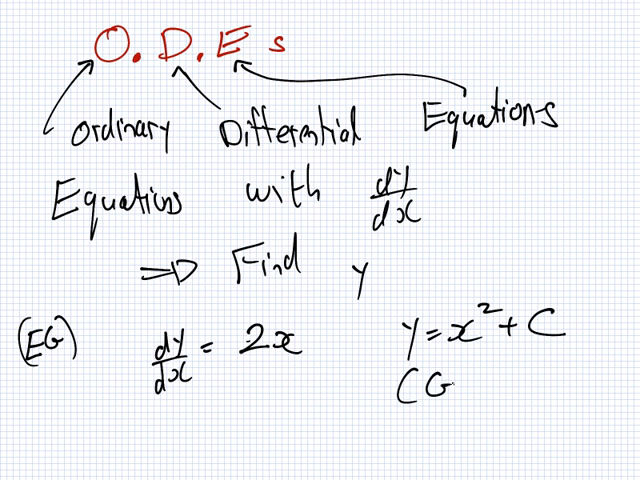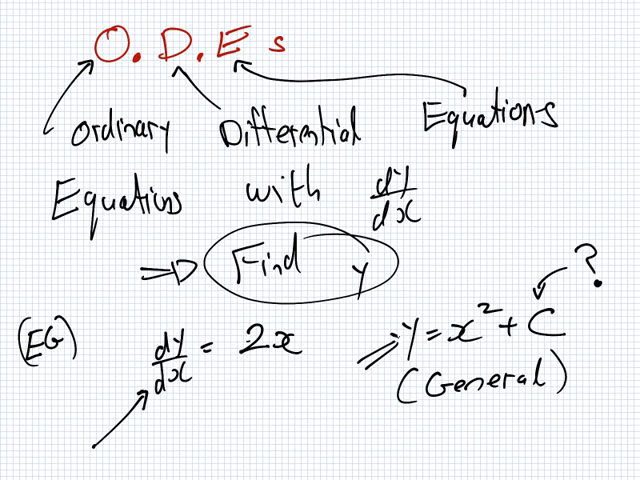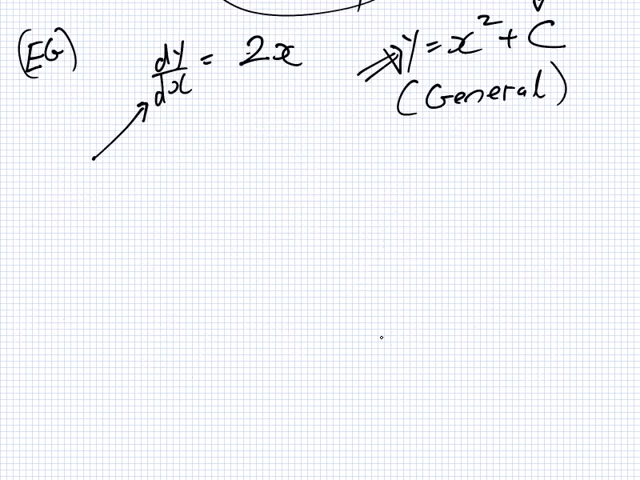This is called the general solution because we don't actually know what the c is. Of course they're not all easy like this. This is just a basic example to show you what an ODE looks like. So this is an ODE. It's an equation that has the derivative in it and you're looking for y, like I did there. Get the basic idea? So let's have a look at some examples to show the different ways we can solve it.